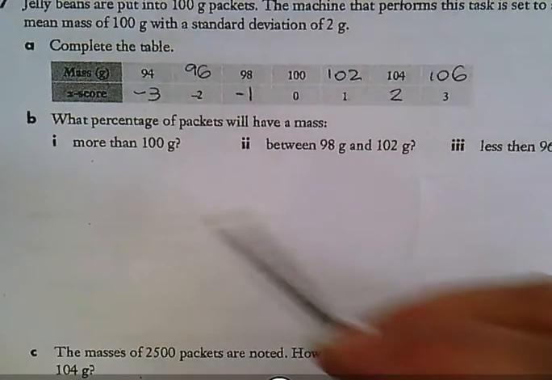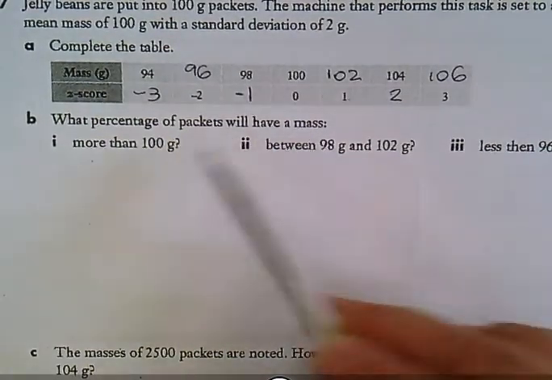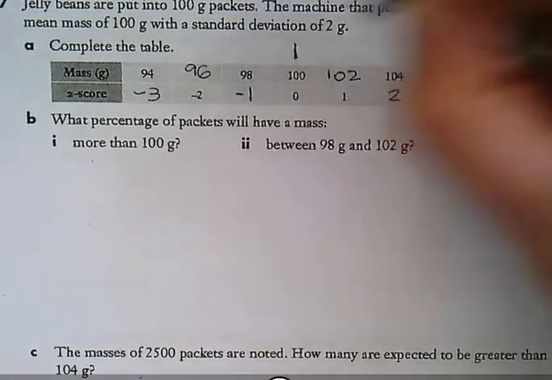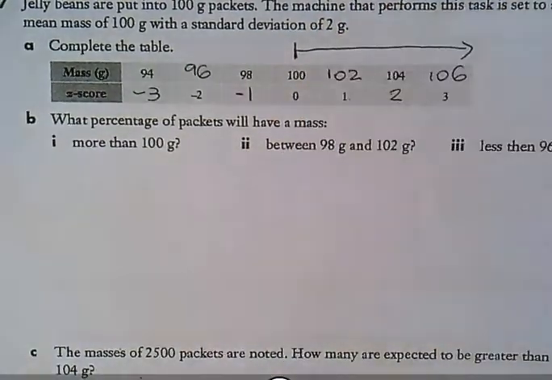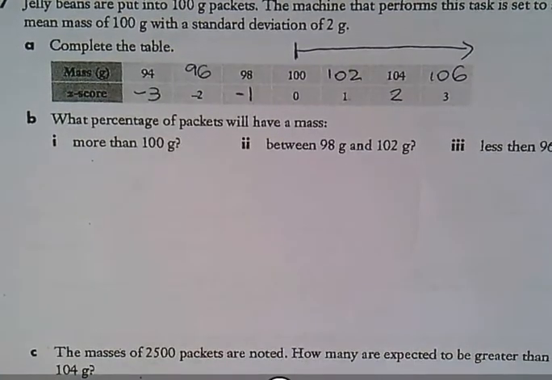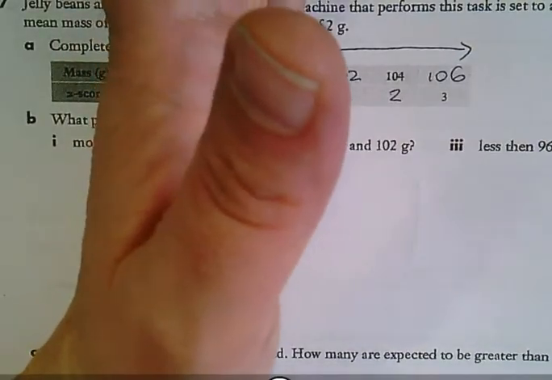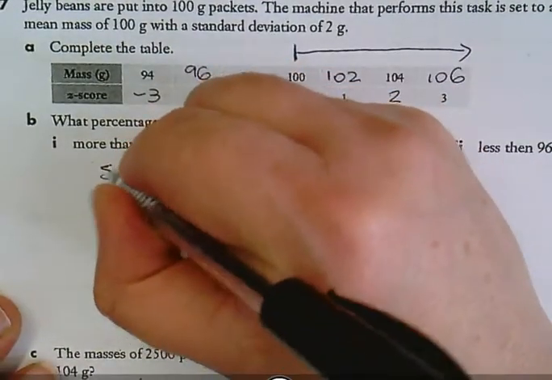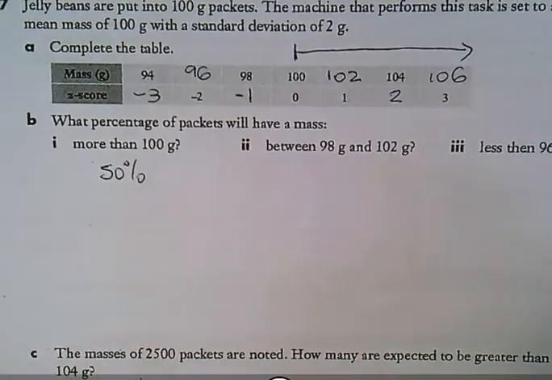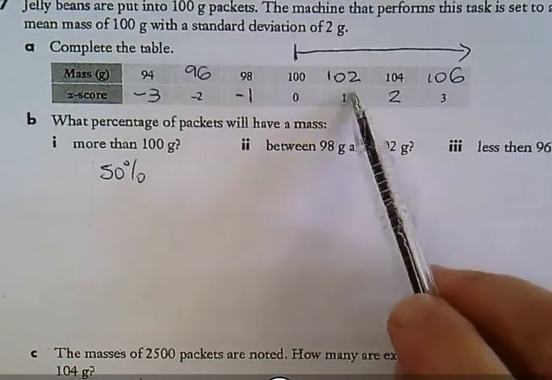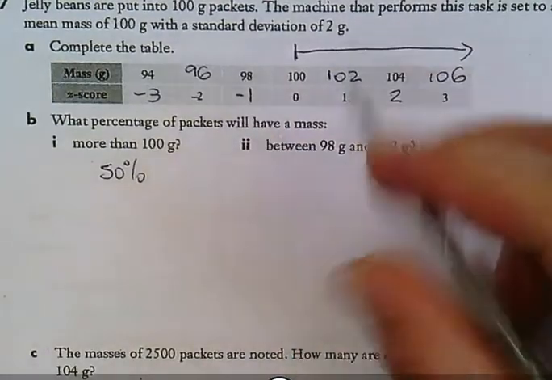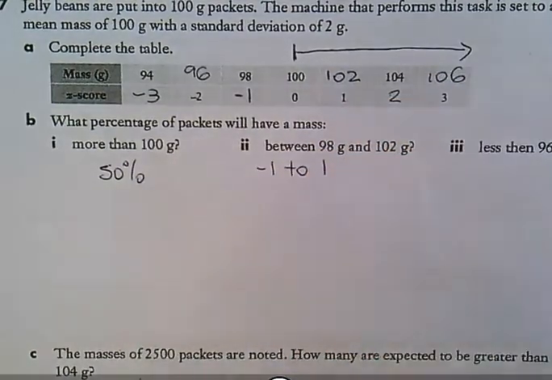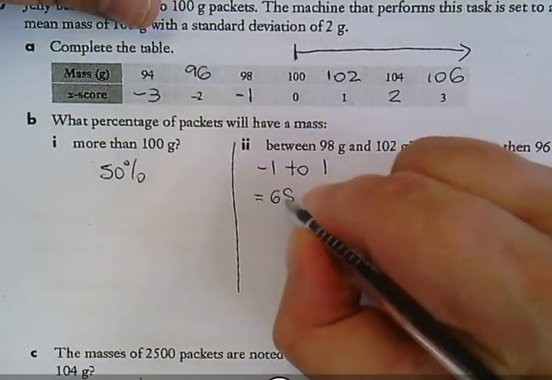All right? What percentage of packets will have a mass of more than 100? Oh, this is nice and easy. Yeah, it's half of them. Well, 100's at the mean. It's the average. More than 100, that's half your graph. So that's 50%. Between 98 and 102. What's that? Between, so that's from -1 to 1. What percent's that? That's 68%. Good.